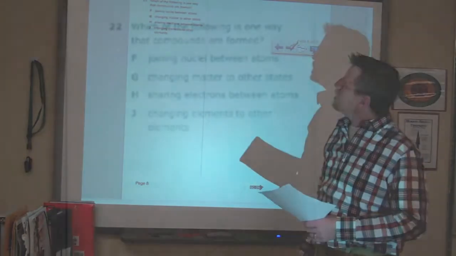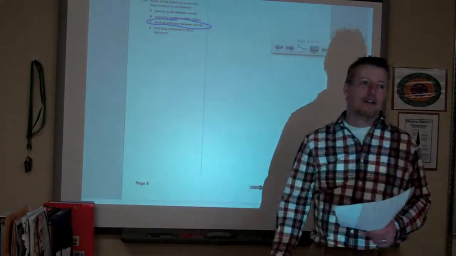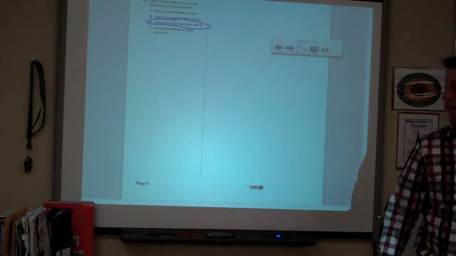22. Which of the following is one way that compounds are formed? Sharing electrons between atoms. Yeah, sharing electrons. So a covalent bond, right? Always electrons. The electrons are always the thing that goes on in chemistry with atoms.